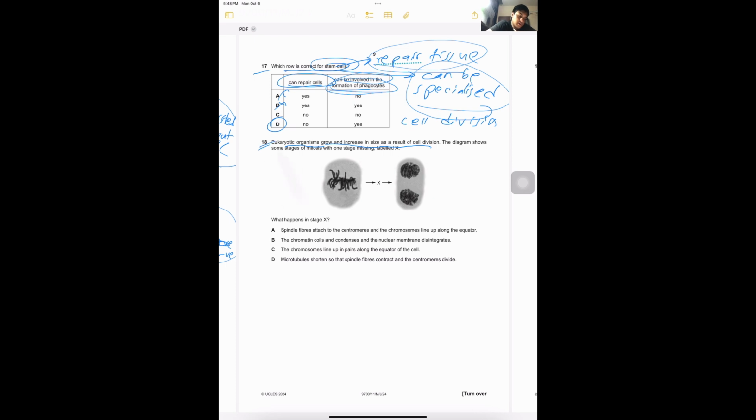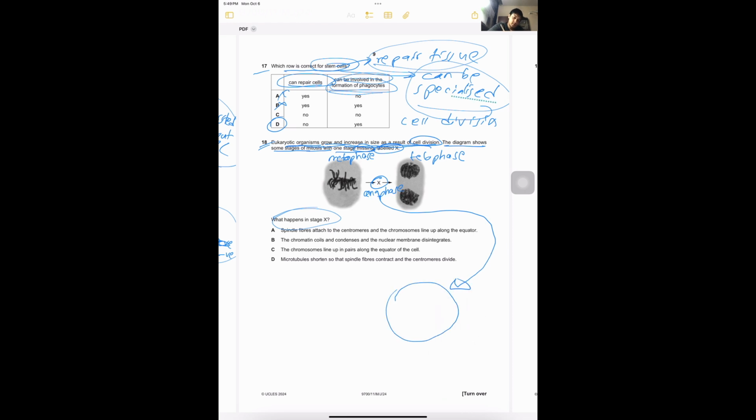Question 18. Eukaryotic organisms grow and increase in size as a result of cell division. The diagram shows some stages of mitosis with one stage missing, labeled X. So this stage is metaphase and this stage is telophase. So the stage in between is anaphase. And what happens in stage X in anaphase, the diagram is like this.